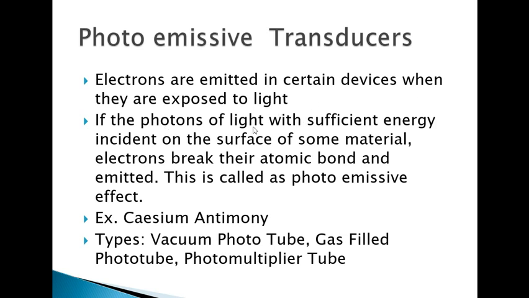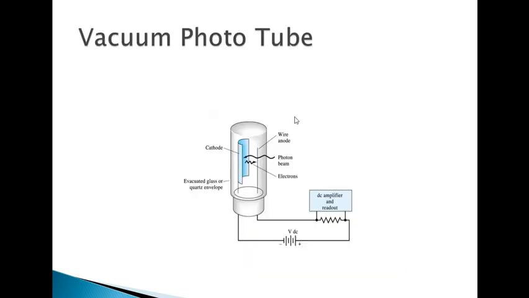If the photons of the light with sufficient energy are incident on the surface of some material, electrons break their atomic bond and are emitted, and this is called the photoemissive effect. An example of a photoemissive material is cesium antimony. The types are the vacuum phototube, gas filled phototube, and photomultiplier tube. So let us see the vacuum tube first.